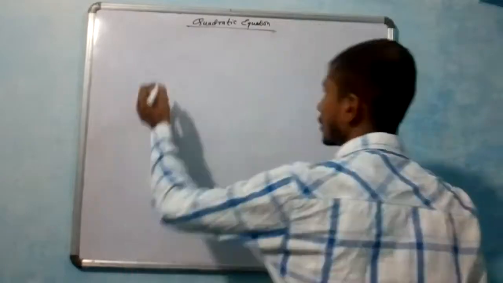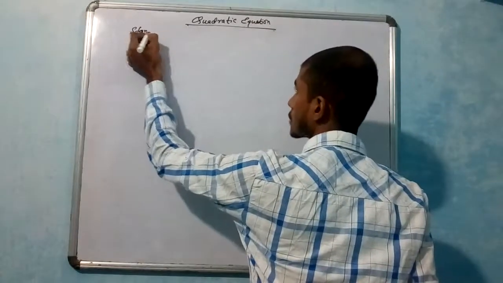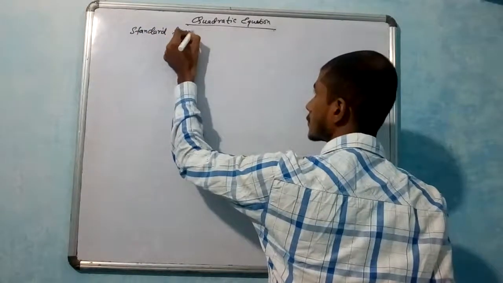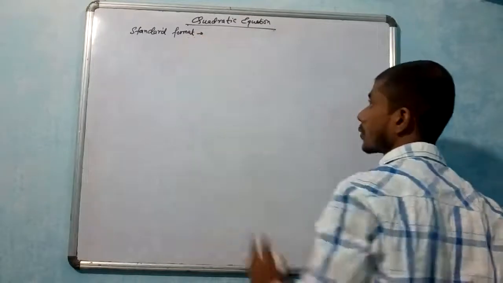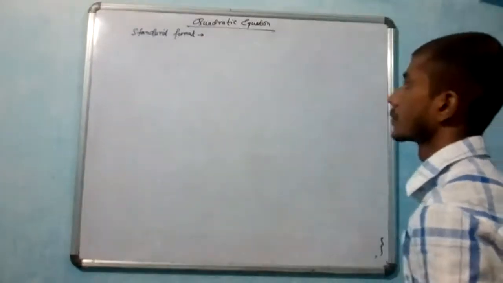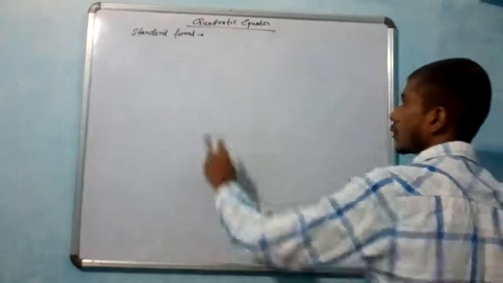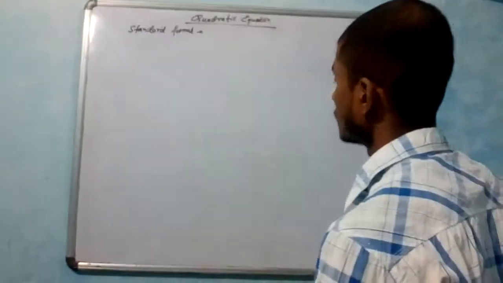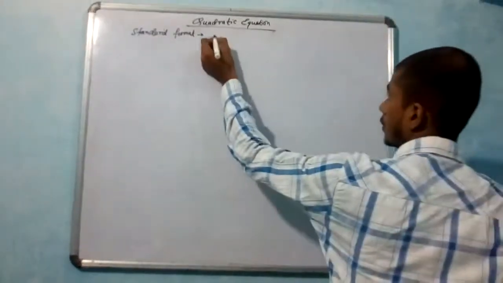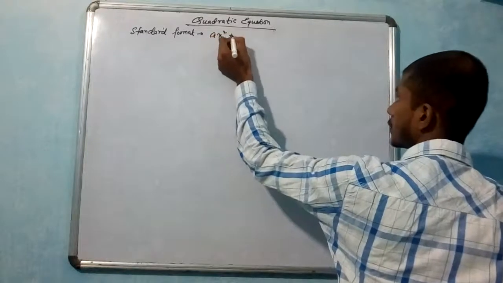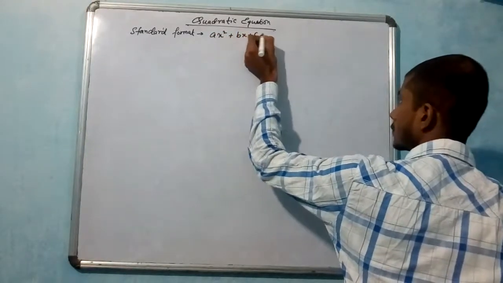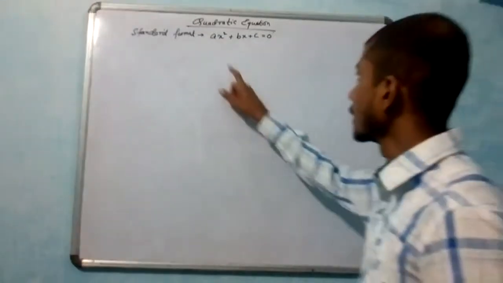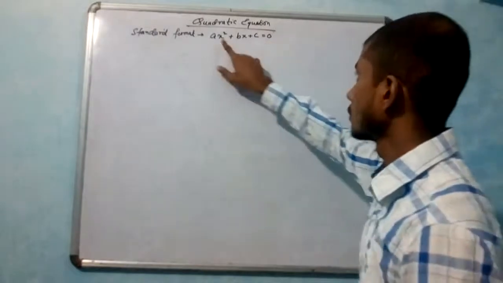In that we saw the standard format of the quadratic equation. What is the standard format? The standard format means what is the form of the quadratic equation? General form, standard form. So this is the standard form, this is the general form: ax square plus bx plus c is equal to 0.